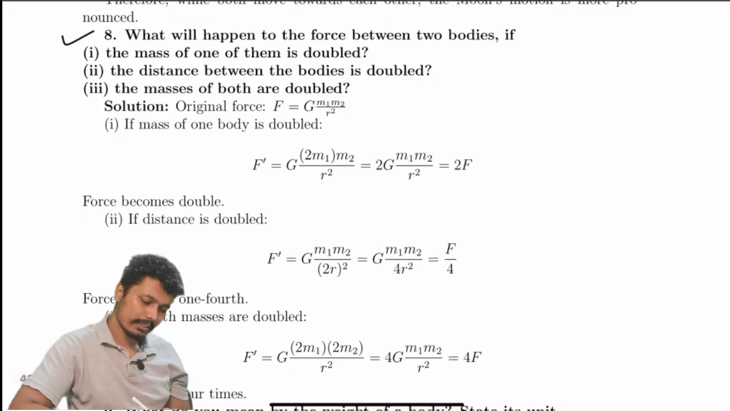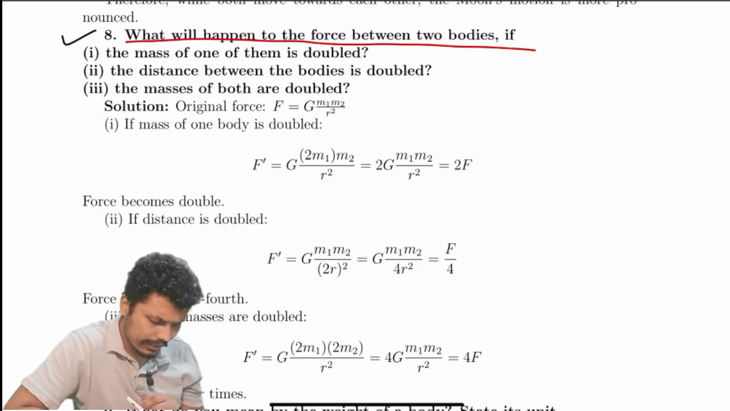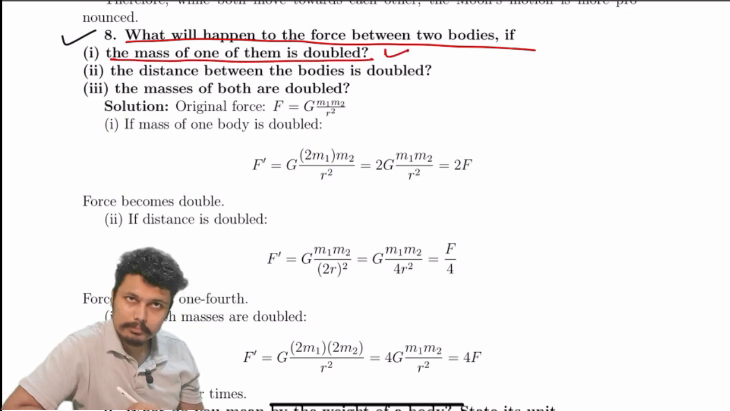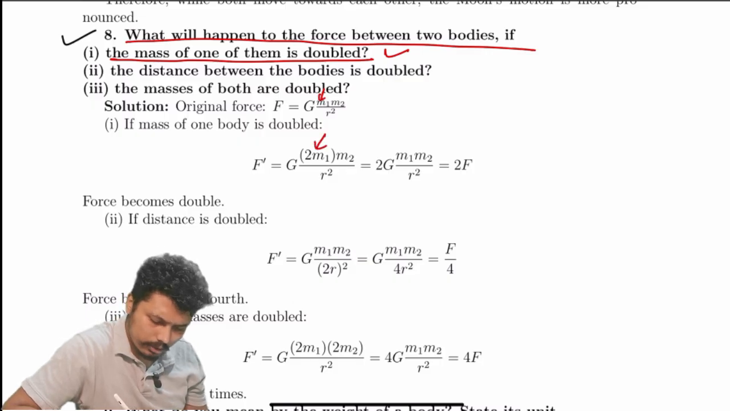Okay, so next is question number 8. What does it say? What will happen to the force between two bodies if the mass of one of them is doubled? The mass is doubled. What will happen? So one mass is doubled, m1 becomes 2m1.